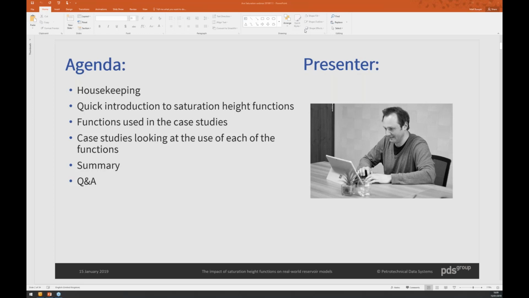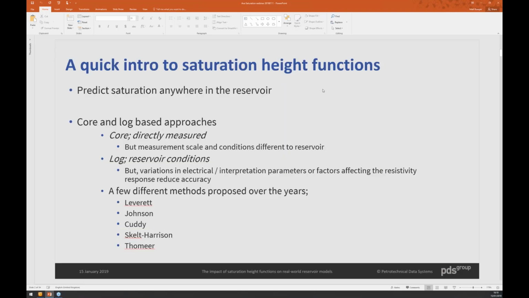Okay, so I'll just jump on to the next slide. He says if he presses down arrow, there we go, it works.